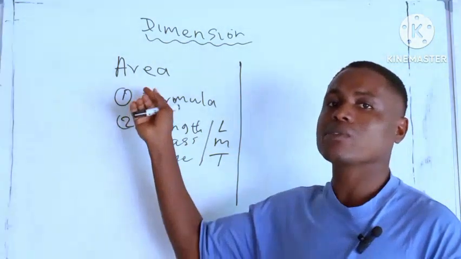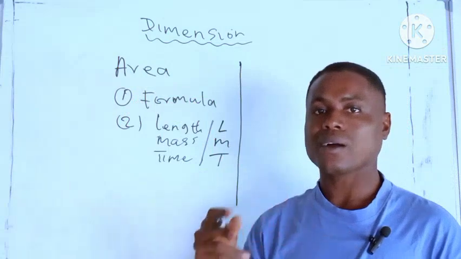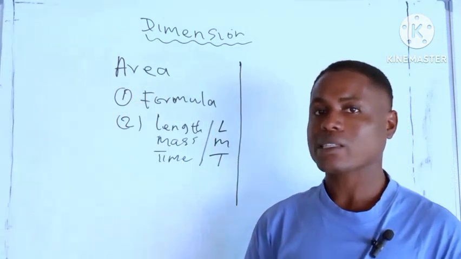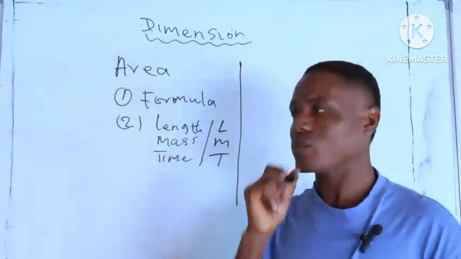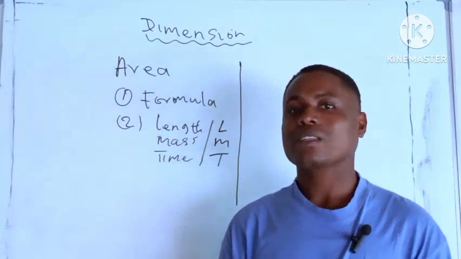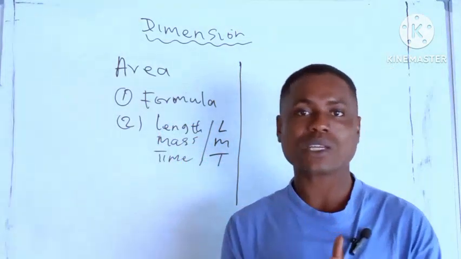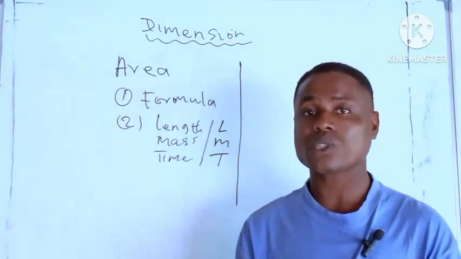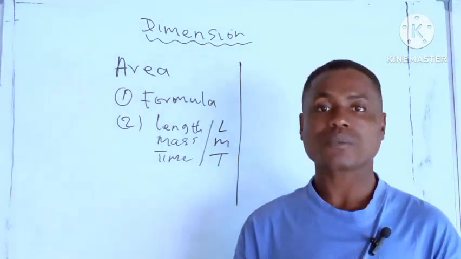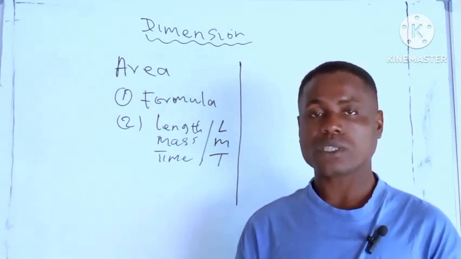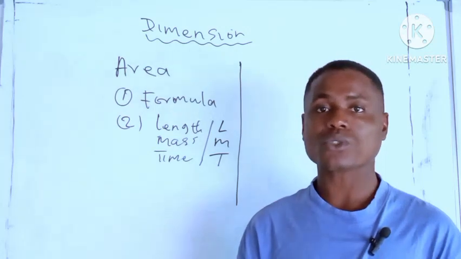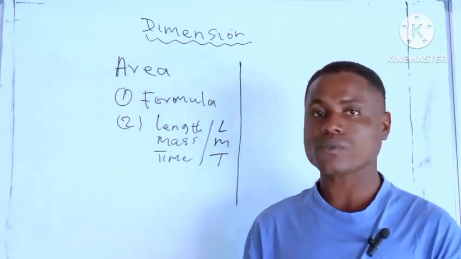Now let's say you are given this type of question. Write down the dimension of area. I said the first thing that should come to your mind is, what is the formula, right? Now ask yourself. That's why as a science student, you have to know formulas. Yes, it's very important. Whether you are dealing with chemistry, math, or physics, you have to know formulas. If not, you'll be confused with a lot of things.